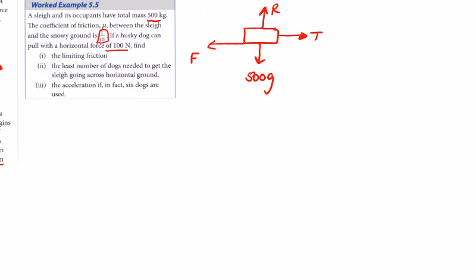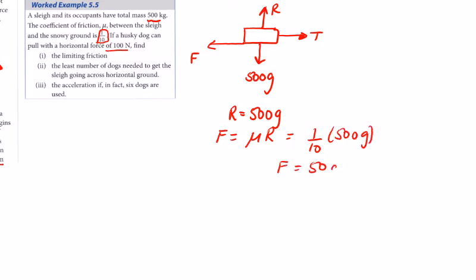So we can say that for opposing forces, R is equal to 500g. F is equal to mu times R, which is equal to 1/10 by 500g. So F is going to be 50g. And 50 by 9.8 is the same as 98 by 5, which is 490 newtons. So that's my limiting friction. So I need a force greater than 490 to get the sleigh going.